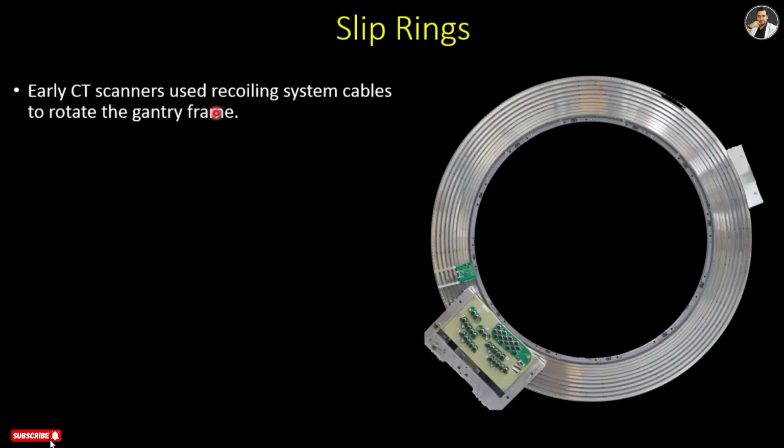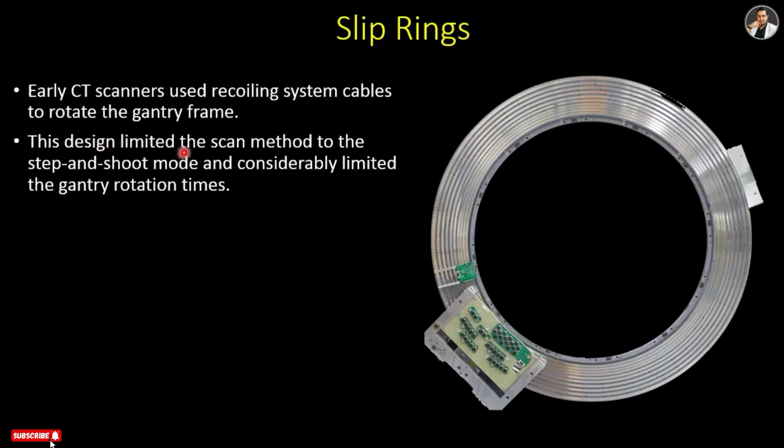Early CT scanners used recoiling system cables to rotate the gantry frame. These designs limited the step and shoot method, and considerably limited the gantry rotation times. Earlier, we could only do the step and shoot method. Because of this, the gantry rotation time was limited. We could only do the gantry rotation once.